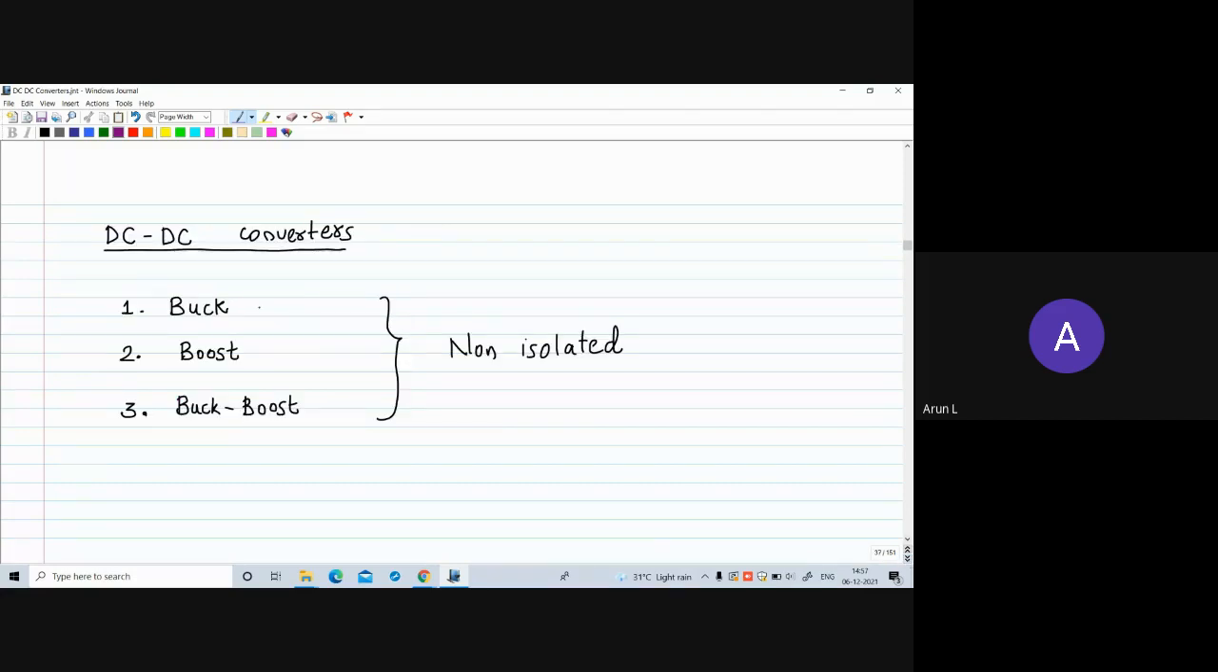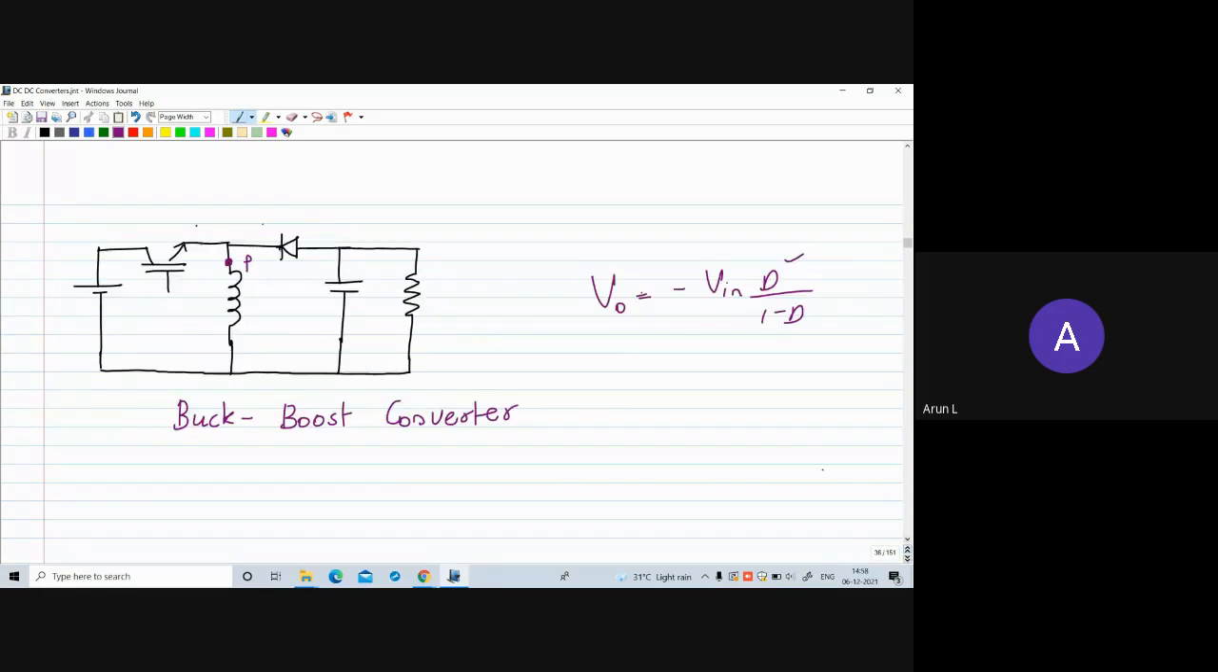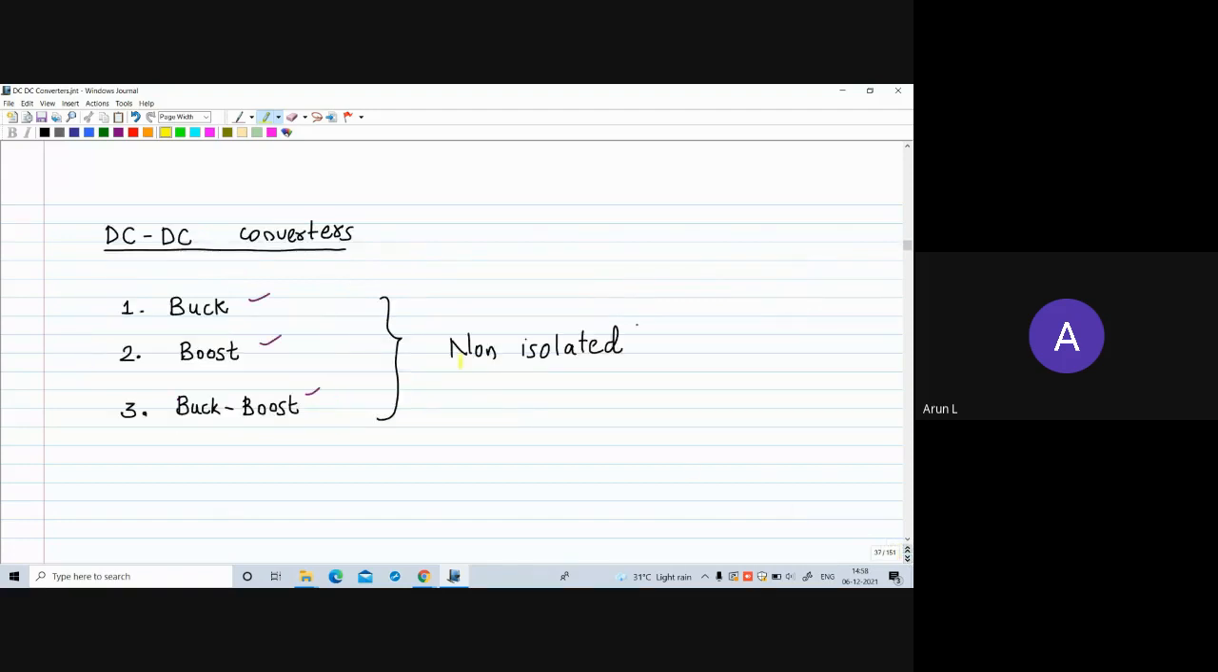So we have seen 3 DC to DC converters. In all these 3 DC to DC converters, the input ground and the output ground are the same. So if you look into the converters, you can see the negative rail is common for both input as well as output. There is no galvanic isolation. So this forms the non-isolated family of converters. There are two more popular converters known as the Cuk converter and the SEPIC converter.